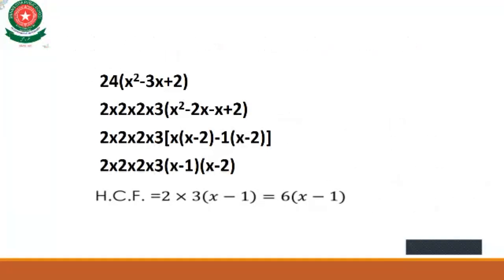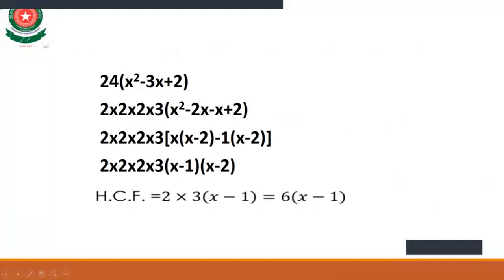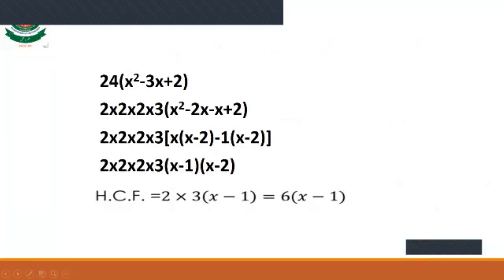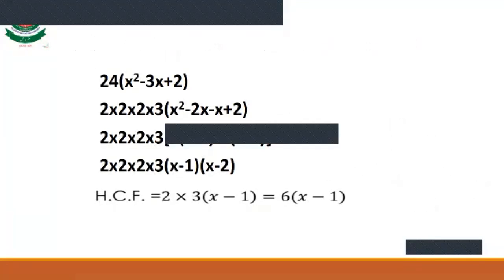Solving our next polynomial term, here is 24 into x square minus 3x plus 2. You can write 24 as 2 into 2 into 2 into 3, since 4 twos are 8, and 8 times 3 is 24.